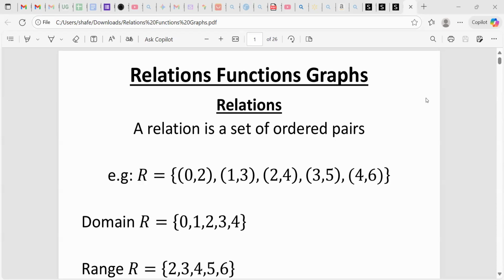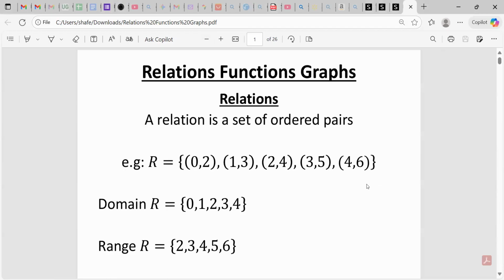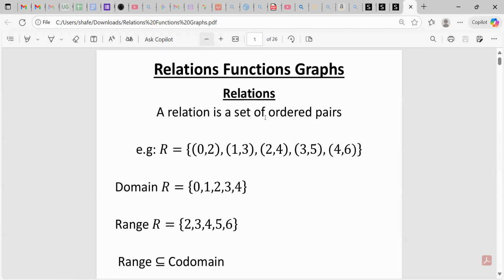So the first thing we want to look at, and this is more of a review, right? Let me see if I can make it small enough to fit everything on the screen. We just want to review a little definition of what a relation is.